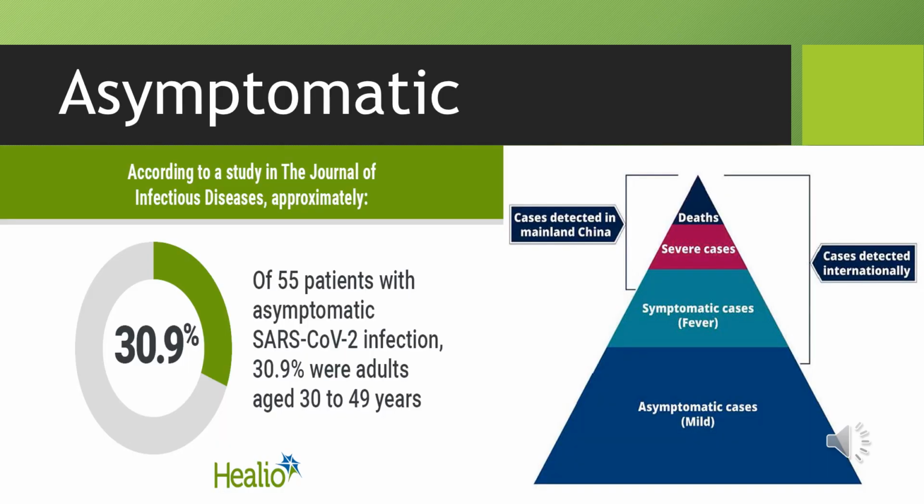Symptomatic. What does it mean by asymptomatic? Asymptomatic means where the symptoms are not visible. They don't have any kind of symptoms. Here you can see in this pyramid, asymptomatic cases, that's mild. They have it, but it's not visible. Now here you can see in this percentage, 30.9% of patients with asymptomatic SARS-CoV-2 infection were adults aged 30 to 49 years. So now you know asymptomatic means without showing any kind of symptoms.